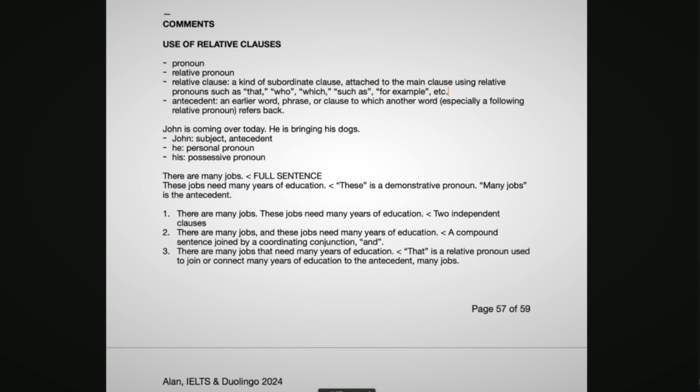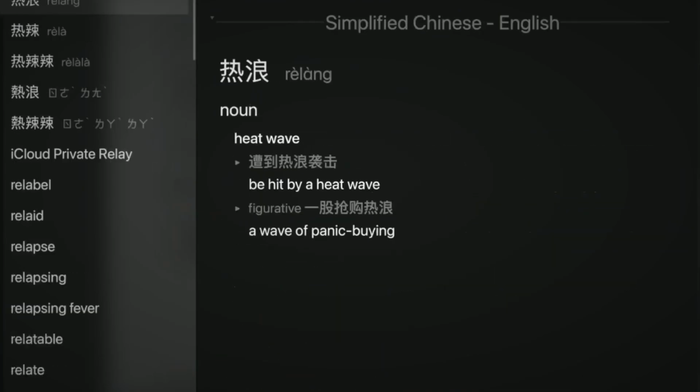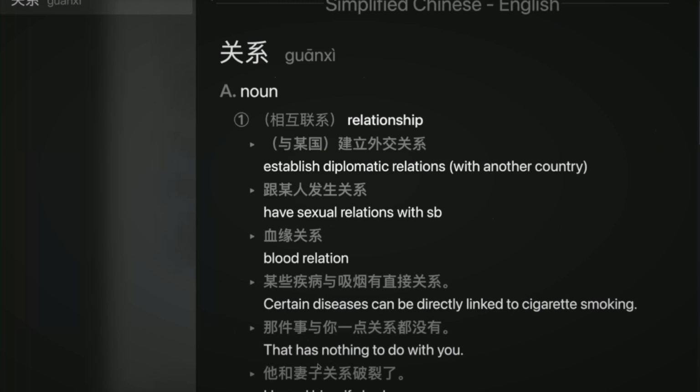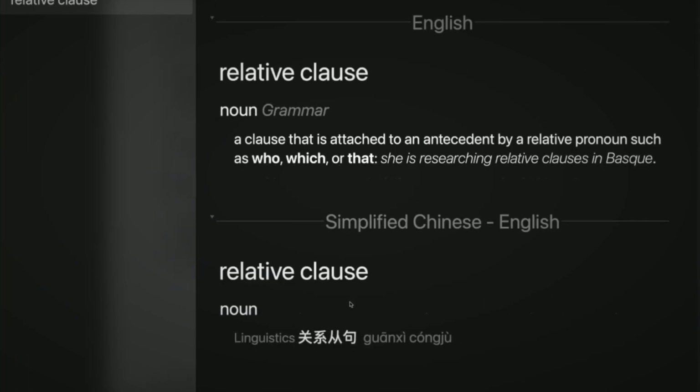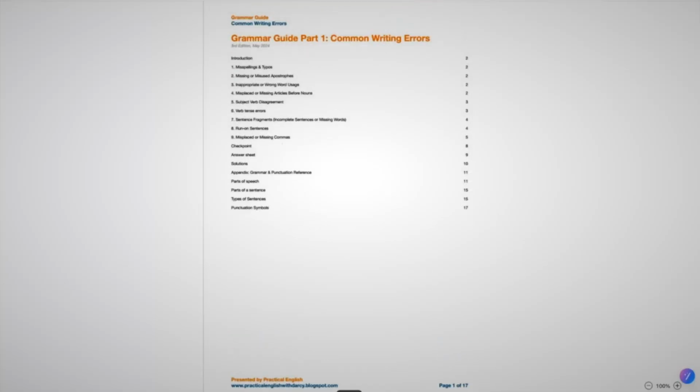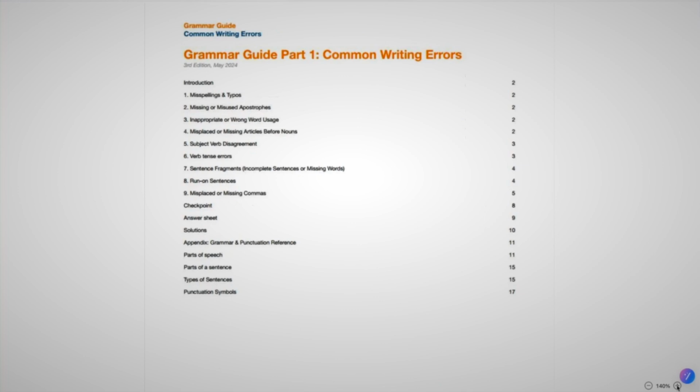The definition of a relative clause is a clause that is attached to an antecedent by a relative pronoun, such as who, which, or that. Does that make sense? Here, we don't have any information about the relative clause yet. I have to add a new section to it.